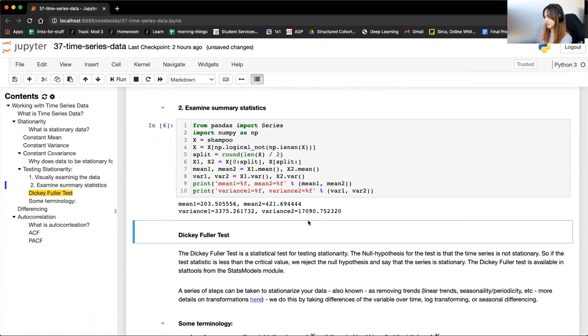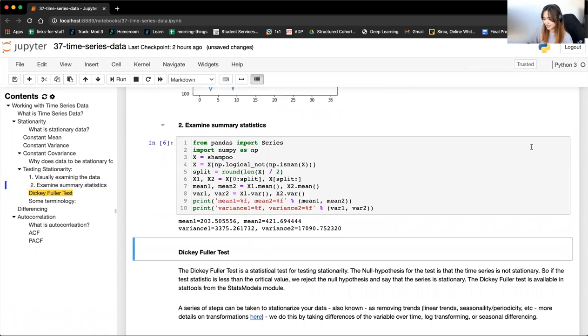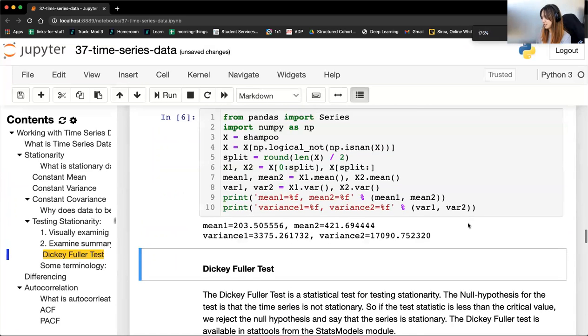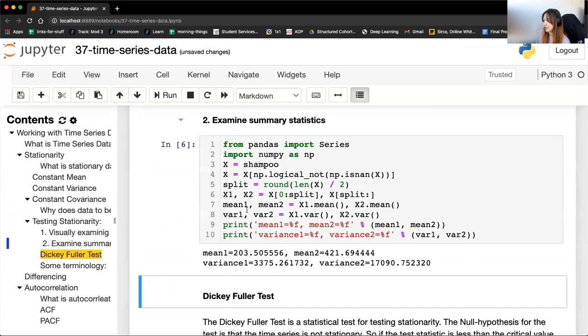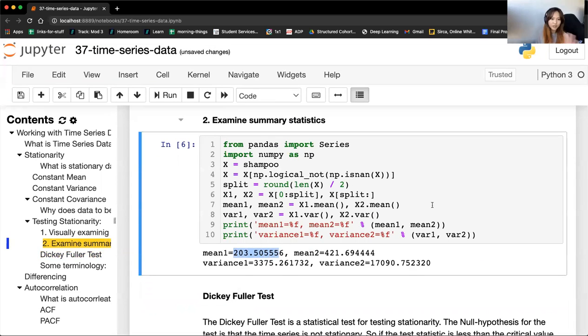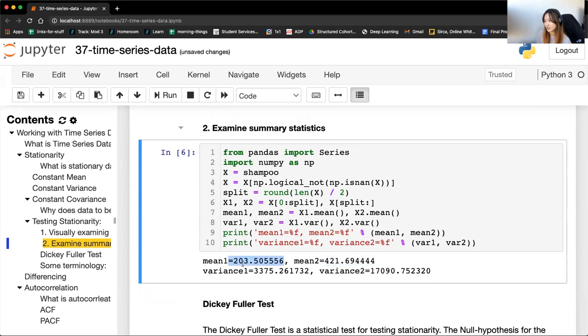Okay, so just by using summary statistics, let me just zoom in real quick. You can see that here there's a mean. What I'm doing here is I'm splitting my data into two. And here you can see that if we were to look at the front half of our data, it has a mean of about 200. If we look at this latter half of our data, it has a mean of about 421. So based on that, obviously you're violating that average assumption.